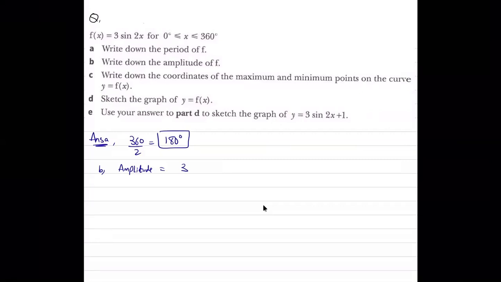And then the next part says sketch the graph of y equals f of x. So I want you to do first the sketching part. Draw the part where it says sketch f of x.